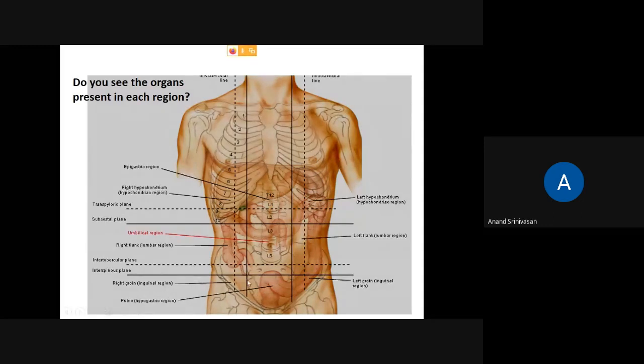And here you can see the appendix. This is the cecum, and this is the appendix, which is usually located in the iliac region. So you need to know the organs and in which quadrant they are present.